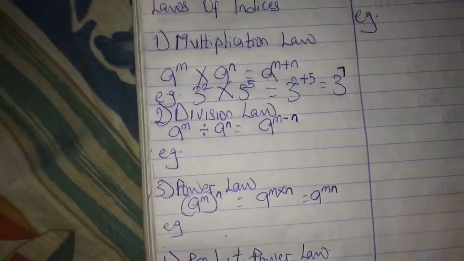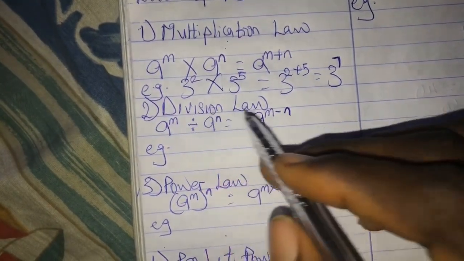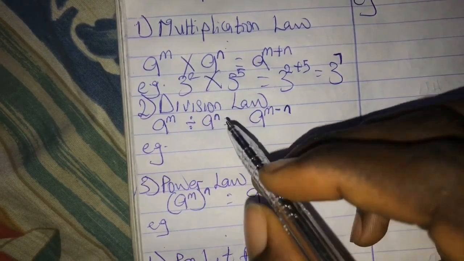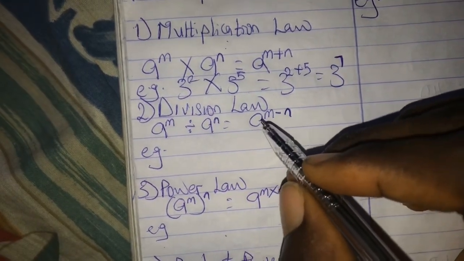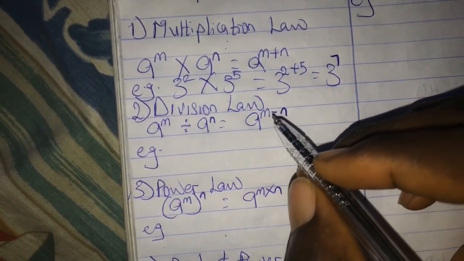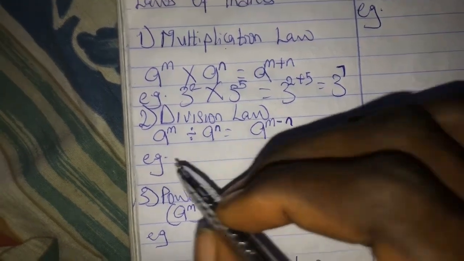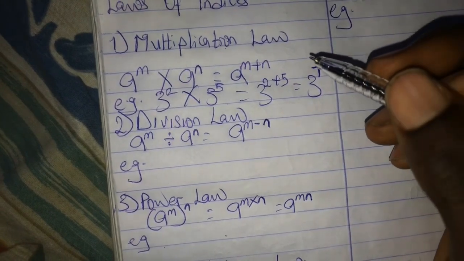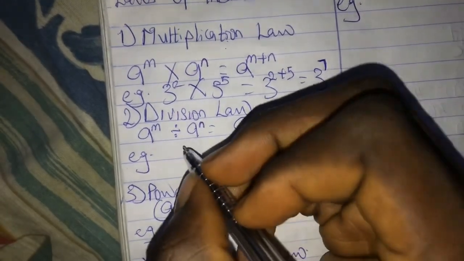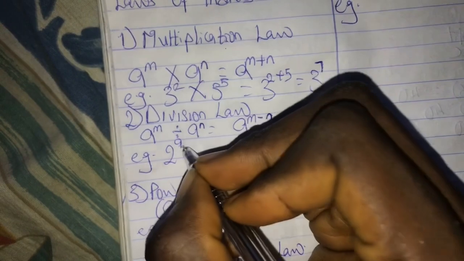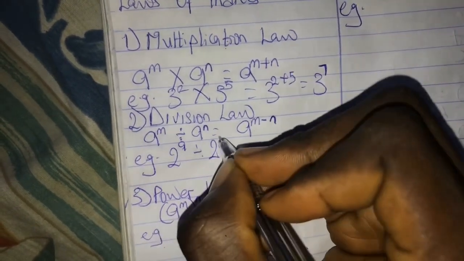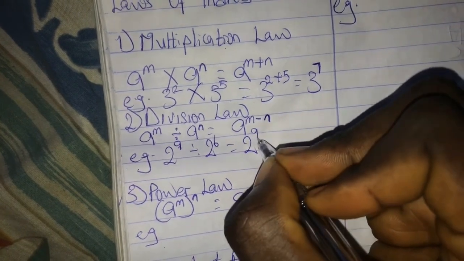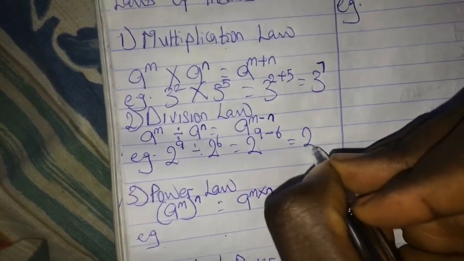Then the second law, which is the division law: if you have a to the power of m divided by a to the power of n, then you find the difference, or you subtract the powers, which is a to the power of m minus n. We can use the same example, or you can choose a different example. Let's assume I'm given 2 to the power of 9 divided by 2 to the power of 6. Of course, you know that this will become 2 to the power of 9 minus 6, which is equal to 2 to the power of 3.